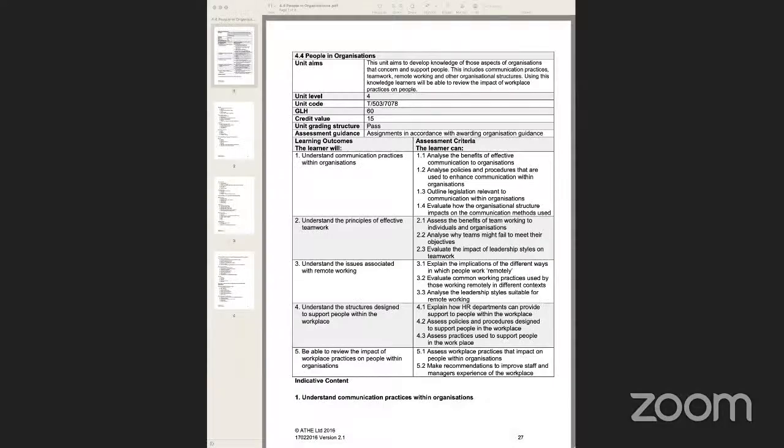But I will just take a couple of seconds just to very briefly explain that. And then what we will do is start discussions related to this particular unit. So I will just take a couple of seconds.